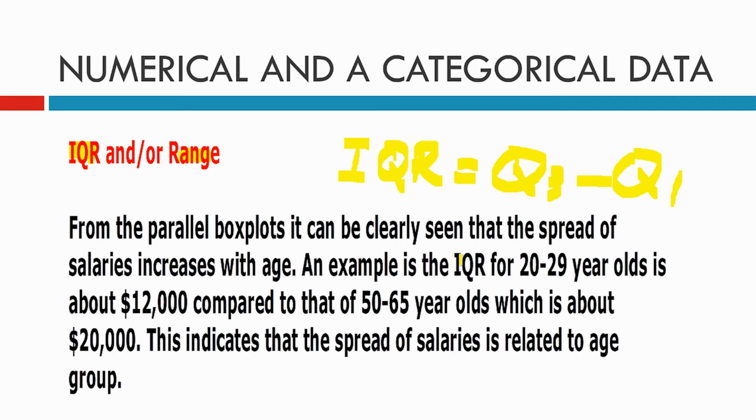But from the parallel box plots, it can be clearly seen that the spread of salary increases with age. An example is the interquartile range for the 20 to 29 year olds is about 12,000 compared to that of 50 to 65 years old, which is about 20,000. So there is quite a difference there. This indicates that the spread of salaries is related to age.